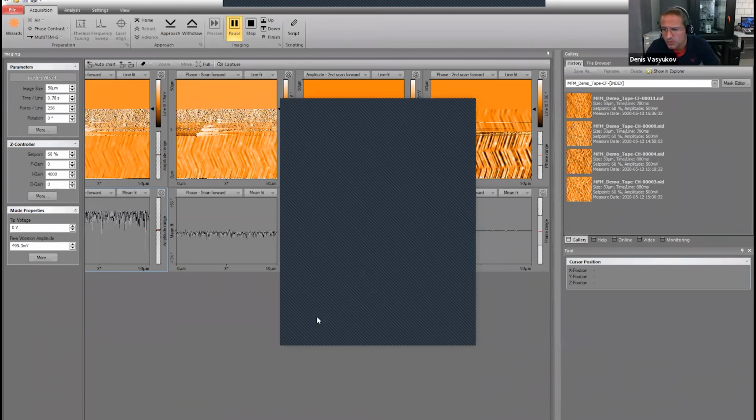Another question, why is only I gain set to 4000? Well, the Z controller, what you see here, only works for the topography measurement, right? So in this sample, the topography is flat. There is no topography at all. So in principle, the gain could be smaller or a bit higher. This is a good gain for this particular combination of a tip and sample.